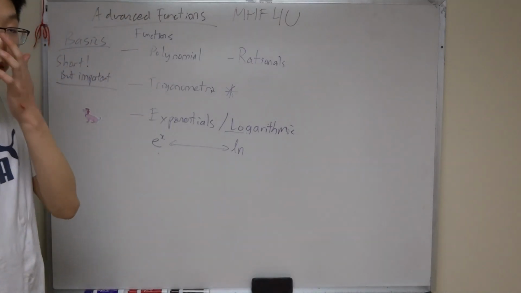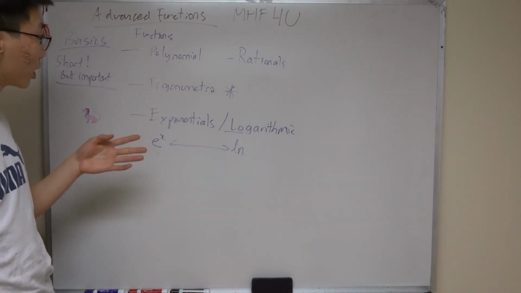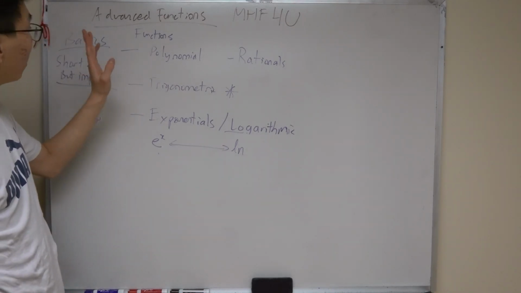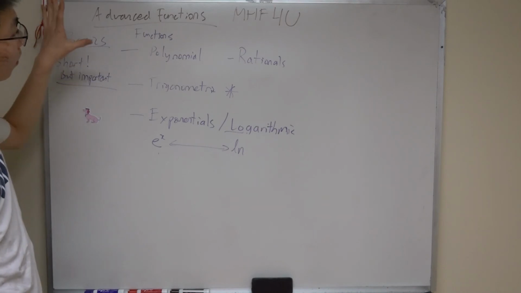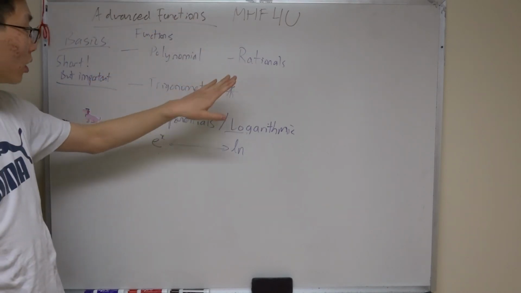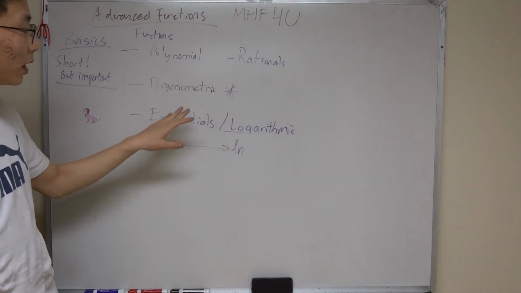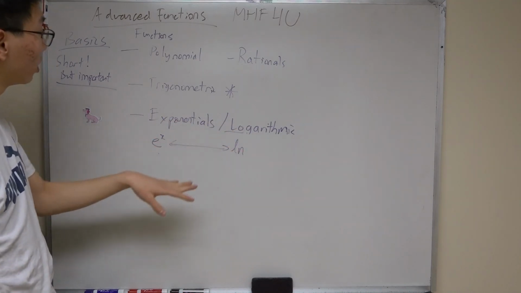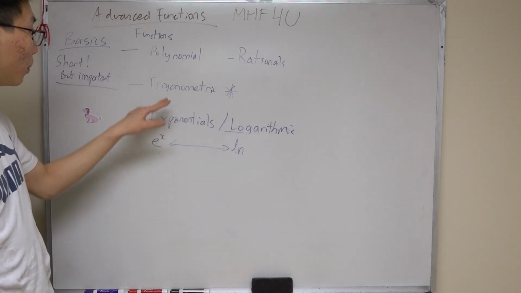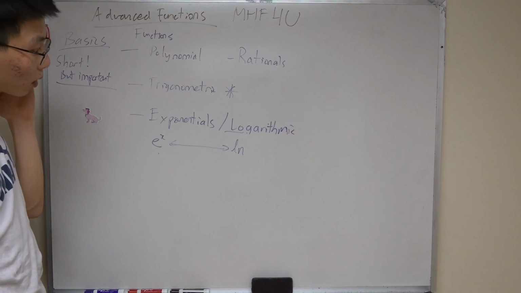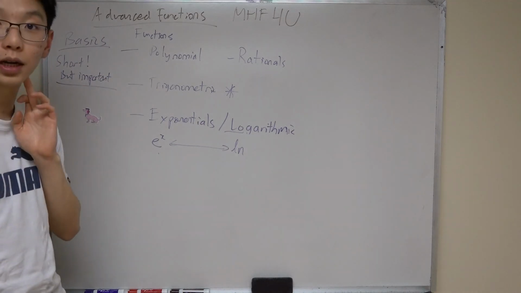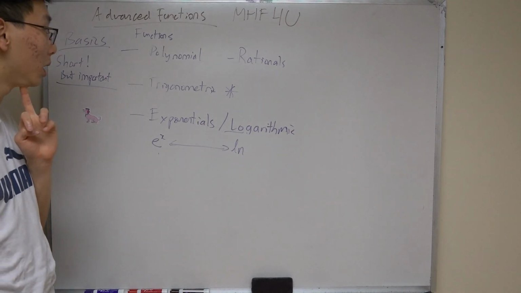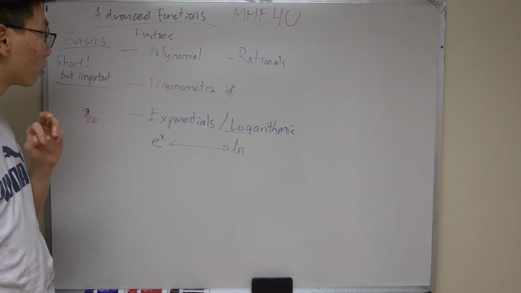So let me just give you a quick rundown of how this course is going to go. We're going to start off with these basic stuff and then move on quickly to polynomials, rationals, trigonometry. Exponentials and logarithms are the last thing that we're going to be doing. It's very important that you pay attention in the trigonometry section, because that's probably the most difficult part of the entire course. It's going to take us the longest, maybe up to 2 weeks, to go through all the material.